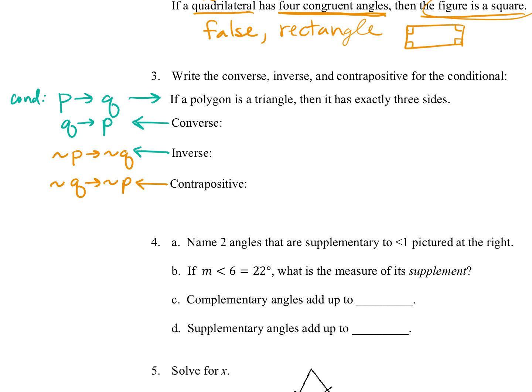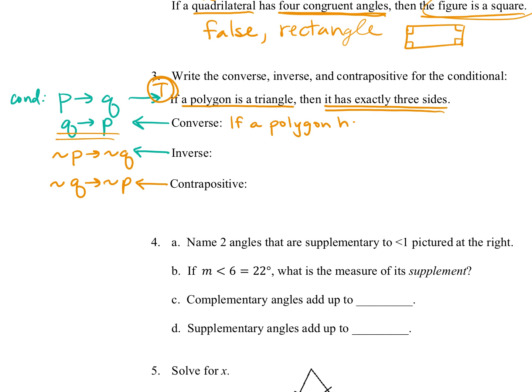Okay, so here's your conditional statement. If a polygon is a triangle, then it has exactly 3 sides. Is that a true statement? Yes, that's true, so I'm going to put a big T by that. Knowing what we know about what a converse is, if Q then P, how would you write the converse of this? If it has exactly 3 sides, then... instead of "it," we're going to say if a polygon has 3 sides, then it is a triangle.